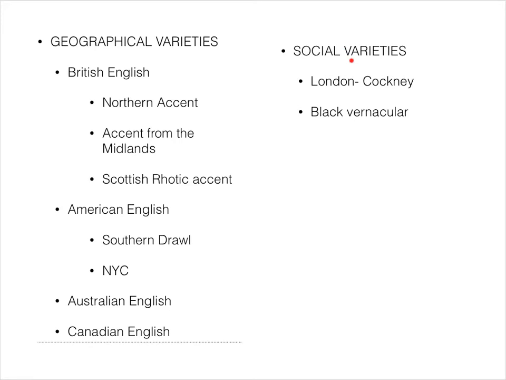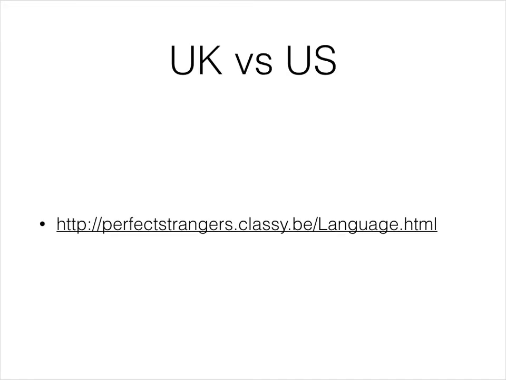If we think of social varieties, something associated with social class rather, we will see some examples of a London Cockney, which is a kind of social variety. Or for example, if you think of America, you have the black vernacular, the kind of way that black people may speak. Okay?